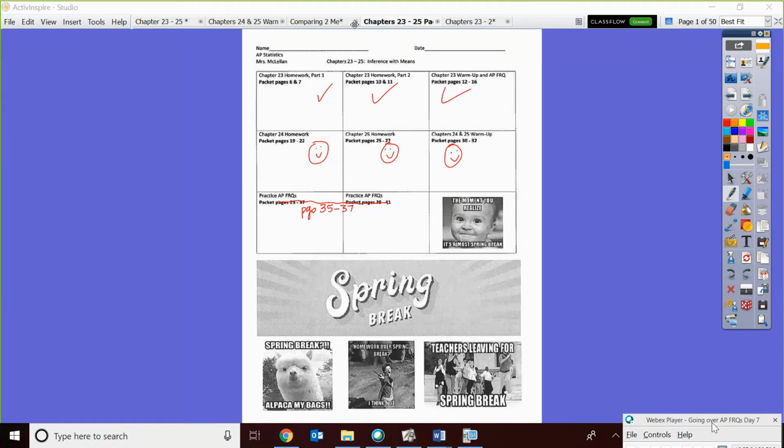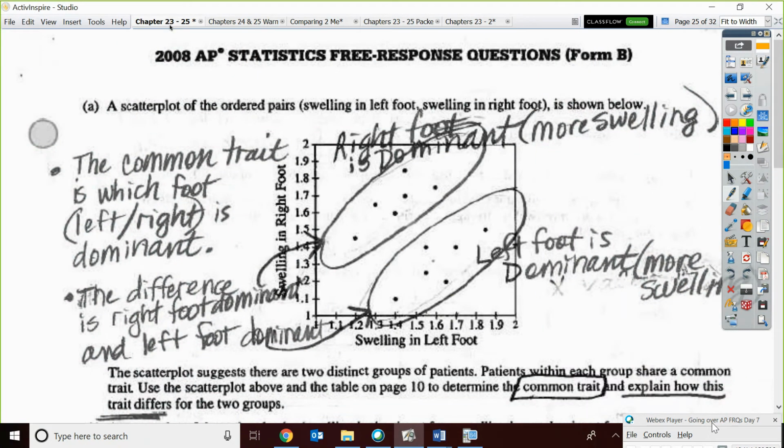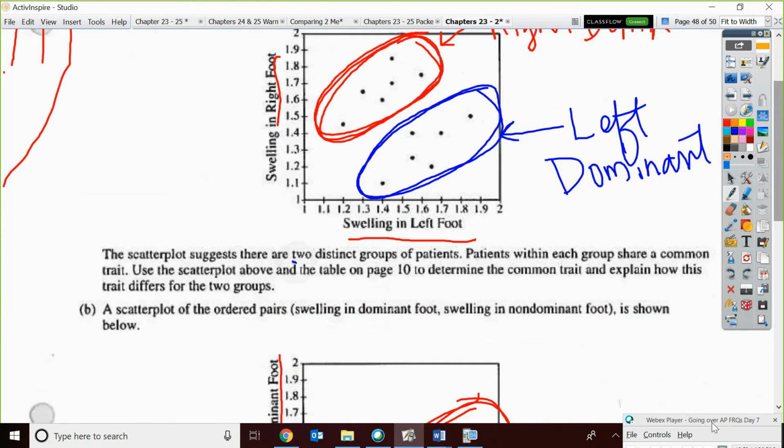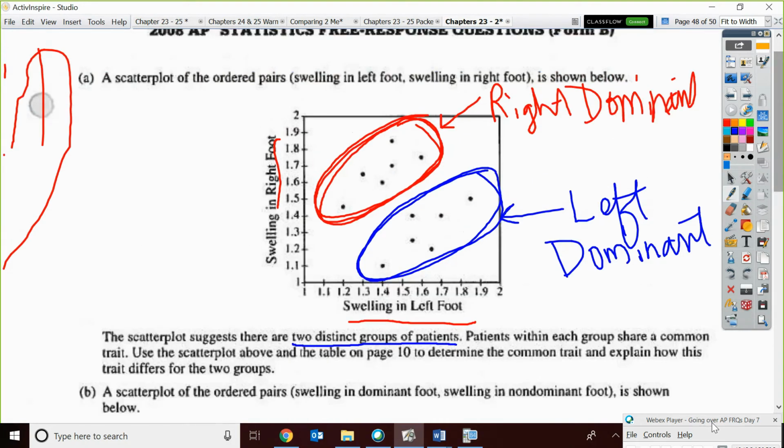And where did my answer key go? Over here. Okay, there we go. So the question that was asked is, use the scatter plot to suggest there are two distinct groups of patients. So I guess that's how you knew to look at it. Patients within each group share a common trait. Use the scatter plot above and the table on page 10 to determine what common trait and explain how this trait differs for the groups. So I think that's what I noticed. I can tell these ones here have a low left foot swelling and a high right foot swelling.